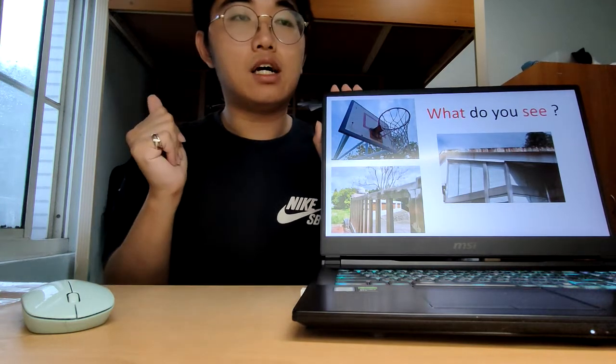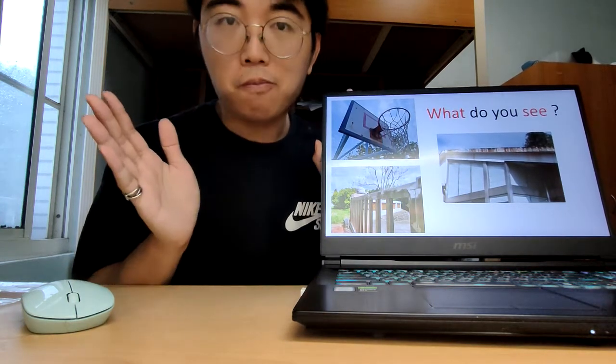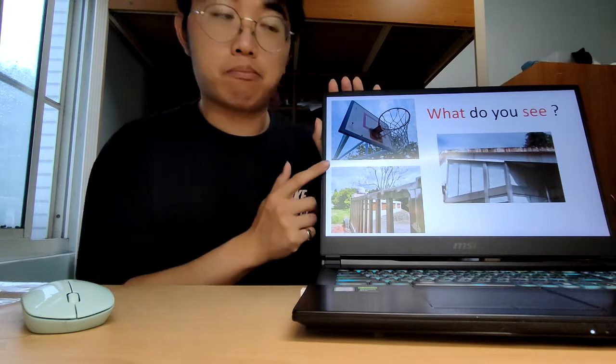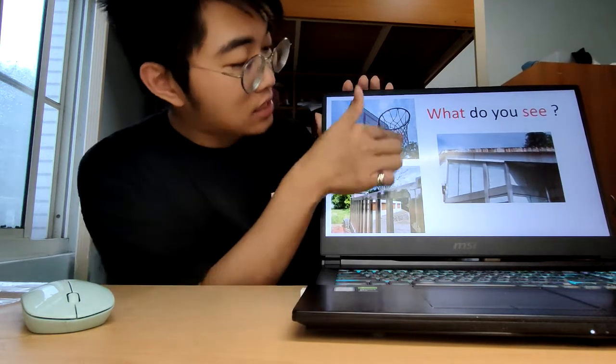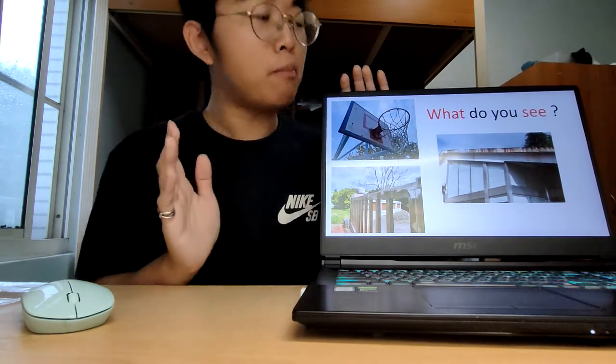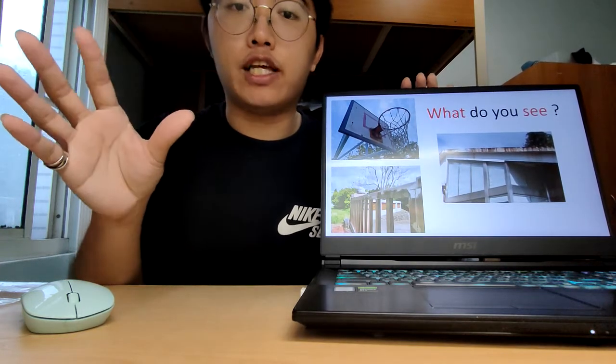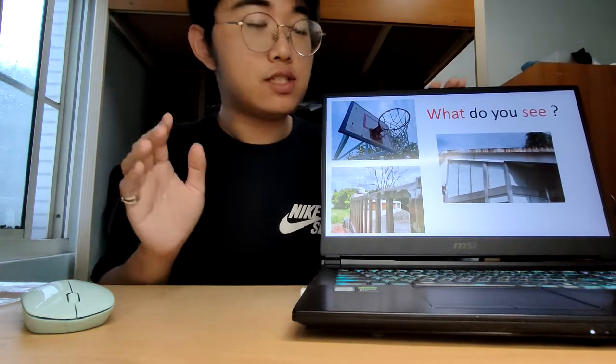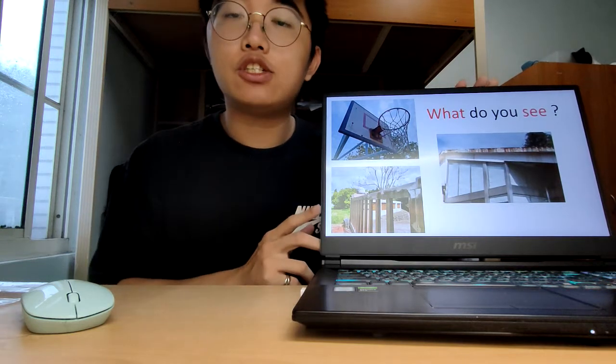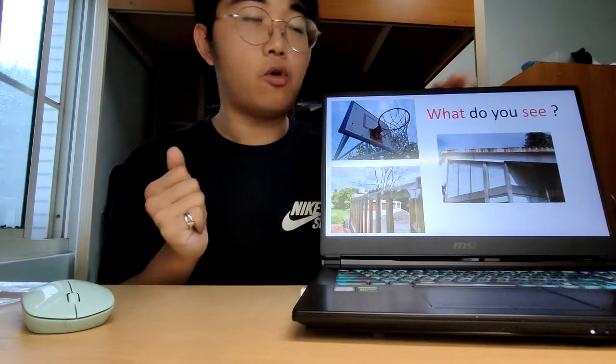Tony. The baseball? Do you mean basketball? Yes, here is the backboard of the basketball. Look at the picture carefully. What do you see? Do you see the color change? Yes. So where are they?